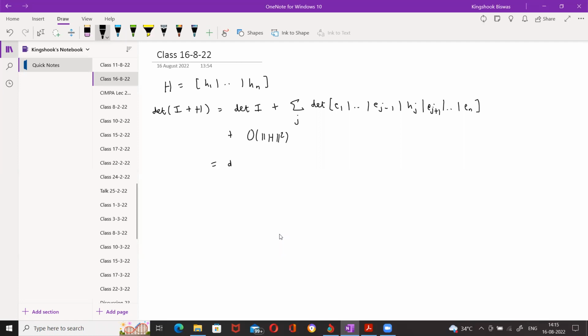And so then this next term is a sum over j, determinant of E1 to Ej minus 1, sum over i, Hij Ei, Ej plus 1, to En, plus big O of norm H squared.